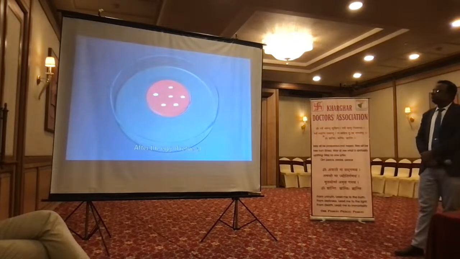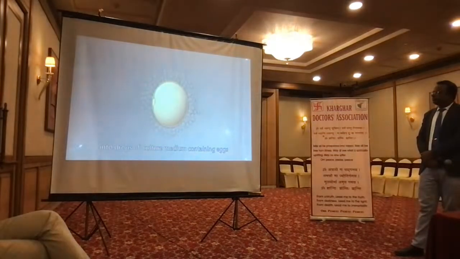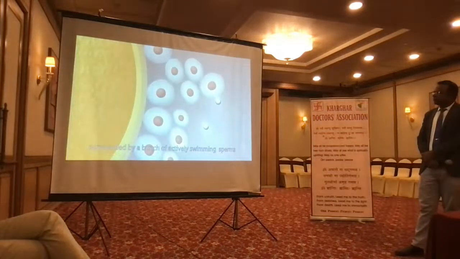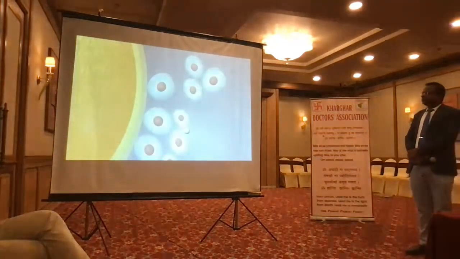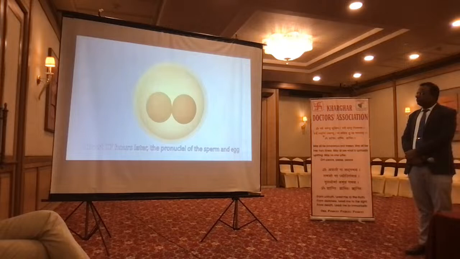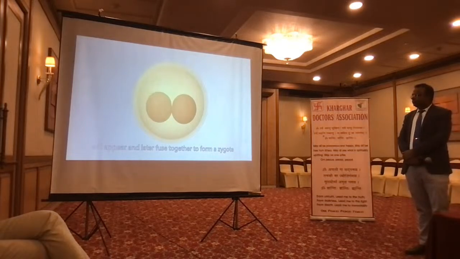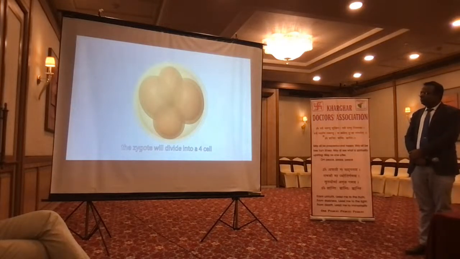After the egg retrieval, eggs will be individually placed in small drops of fresh culture medium in a new culture dish. The eggs are placed for a few hours. Then, sperm will be added into drops of culture medium containing eggs. Under the microscope, the eggs are surrounded by a bunch of actively swimming sperm. The sperm will swim towards the eggs, but only one of them will eventually be able to get inside the egg. About 17 hours later, the pronuclei of the sperm and egg will appear and later fuse together to form a zygote. After another 24 hours, the zygote will divide into a multi-cell embryo.